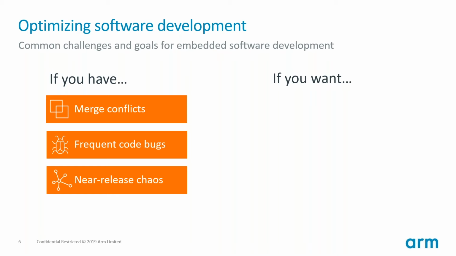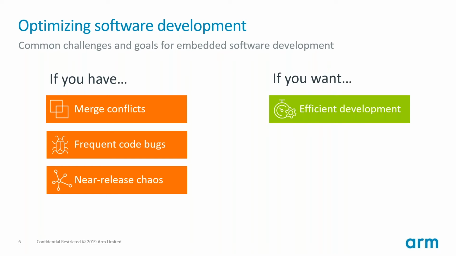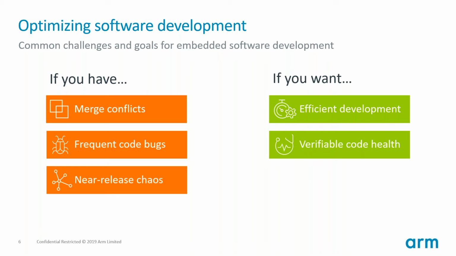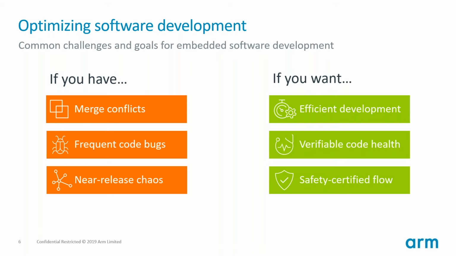For their next project, they will need to change to a more efficient development flow, one that allows them to find and correct bugs much earlier, not in the field. They want to be confident in their code quality and would like to already have a working deliverable image weeks before the delivery target date.